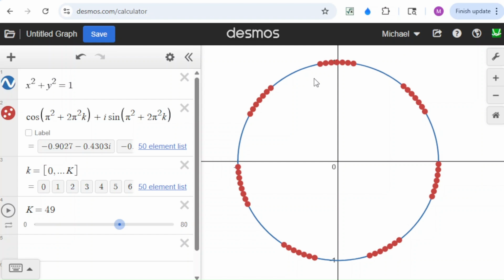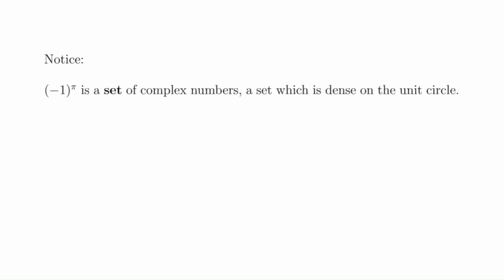Now, when I say dense on the unit circle, I don't mean that every point on the unit circle is taken up. What I mean is that no matter how small of a little arc you pick on the unit circle, you'll always be able to find at least one of these points that's within that little arc. In fact, really infinitely many points within that little arc. So -1 to the pi is really a set of points on the unit circle that's dense on the unit circle. So I've typed that out here just to be clear about it. -1 to the pi is a set of complex numbers, a set which is dense on the unit circle.